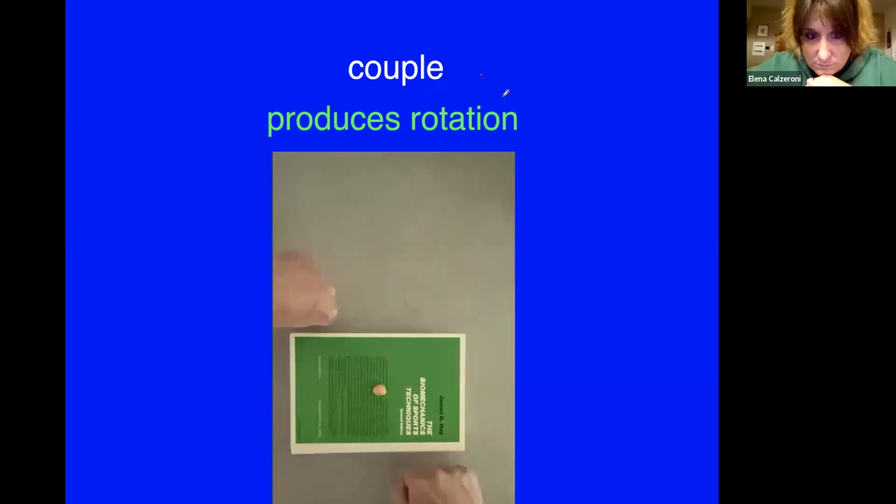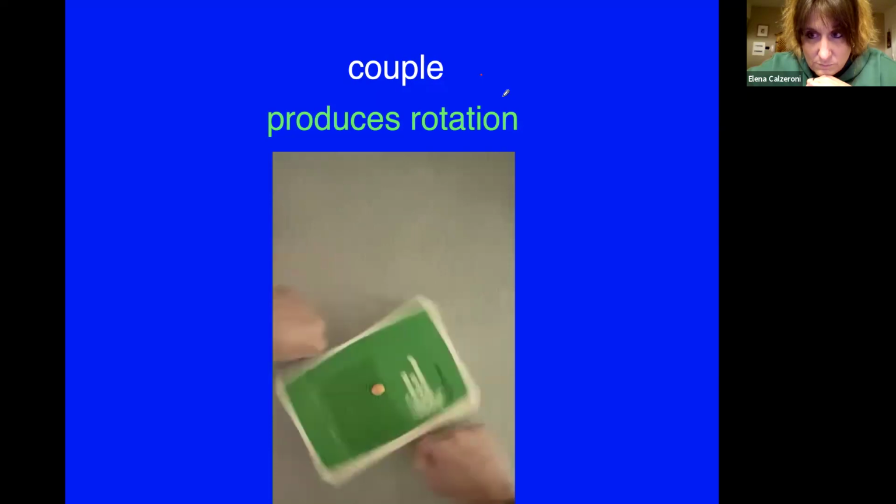Okay, so these are the 2 forces I'm going to be making on the book. So the total force is how much? It's 0, right? The force on the right, maybe 100 newtons up, the force on the left maybe 100 newtons down, and the total force is 100 minus 100 is 0. So the center of mass is not going to go anywhere. But the two forces are going to be producing a rotation.